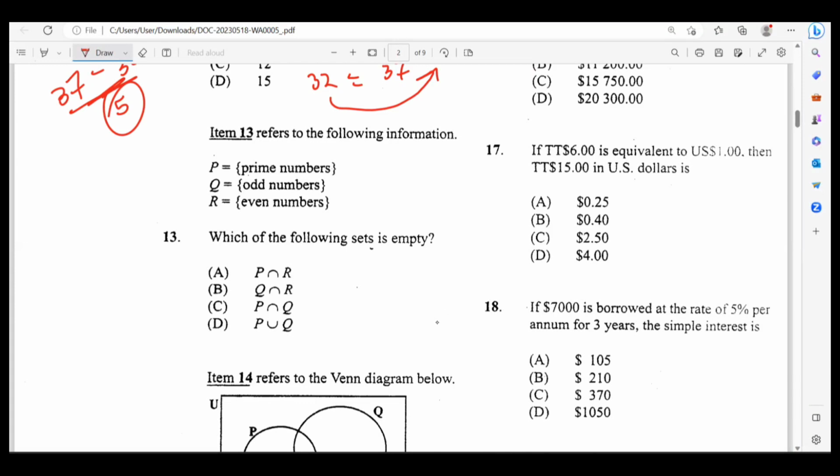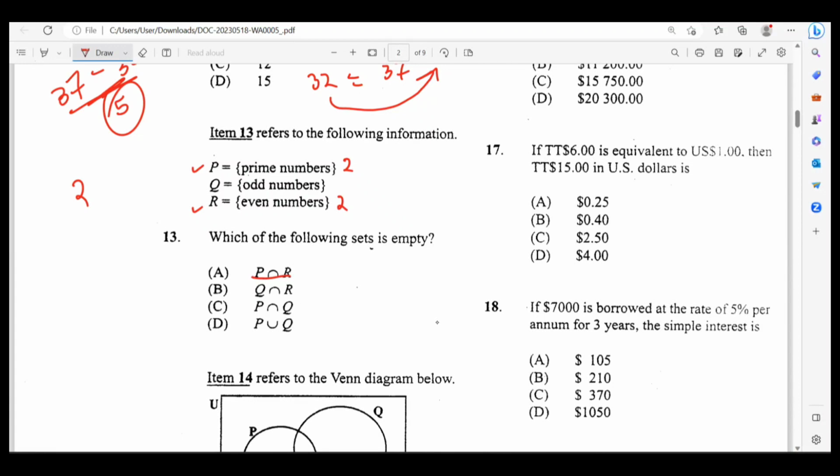The intersection of P and R. So you're talking about prime numbers and even numbers. That's not empty. As long as I can identify one thing that fits in it, it's fine. Because if you look, the only even number that is prime is 2. So 2 is a part of even and 2 is a part of prime. So it's not empty. So this is not the answer.